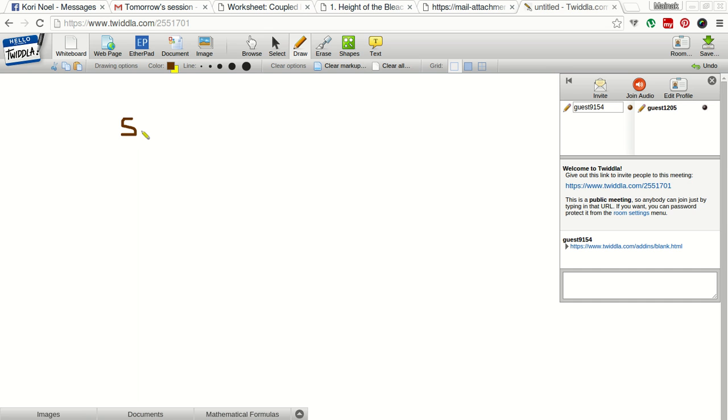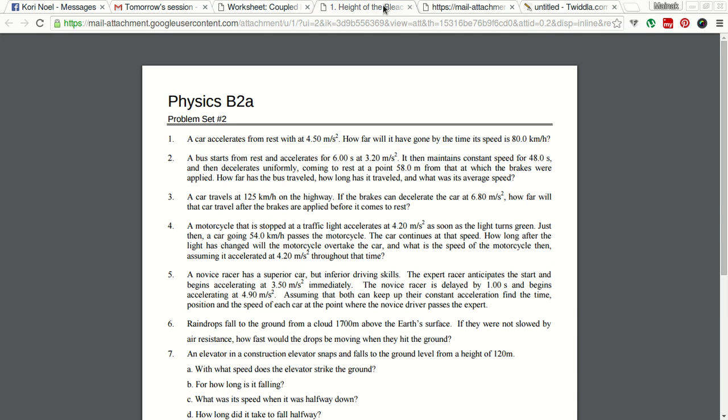And then to find s, what are the quantities that are given? Acceleration is given, right? And the car accelerates from rest, that means initial velocity is also given. So initial velocity is given, acceleration is given, and final velocity is also given, correct? 80 kilometers per hour. Yes.